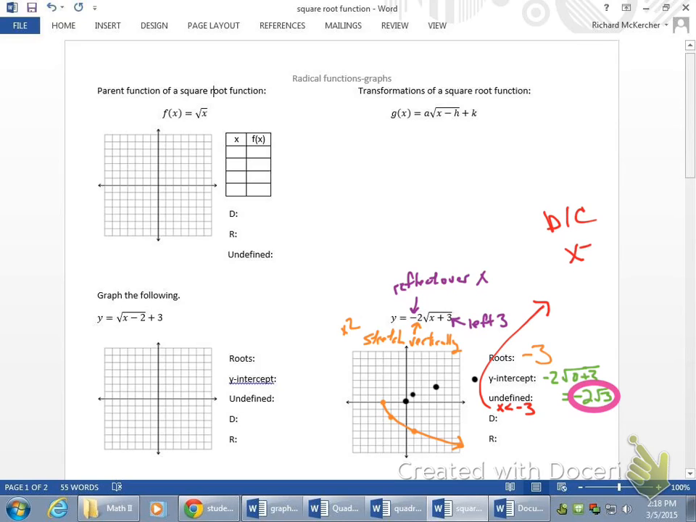All right. Again, why is it undefined? Remember, this part on the inside of the radical, x plus 3, cannot be negative. It cannot be less than 0. So if I solve this mini equation, I find out that it's undefined when x is less than negative 3. Some people forget that this right here means it can't be negative, and that's what we're talking about here.